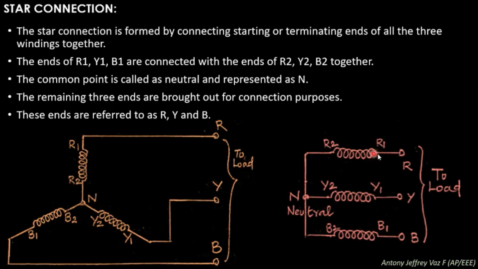You see R1, Y1, B1 are here, and from these the three connections R, Y, B are present and connected to the load, whereas R2, Y2, B2 are connected together and form a neutral connection. These two connections are the same and similar. Once you redraw this connection like this, then you will get this circuit.